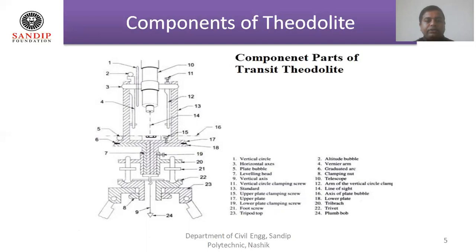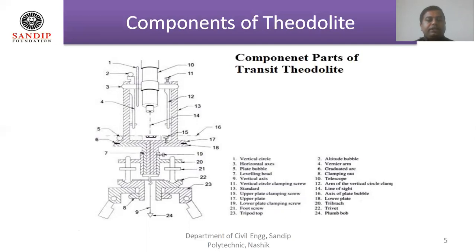Next, telescope. This is the telescope which is in line with vertical axis. Next is vertical circle clamping screw. If you are able to see, this is a clamp screw. What is the function of this clamp screw? To arrest the motion or to release the motion of telescope. That means if you want to release the telescope or you want to tighten the telescope in a fixed position, then we have to use this clamp screw.